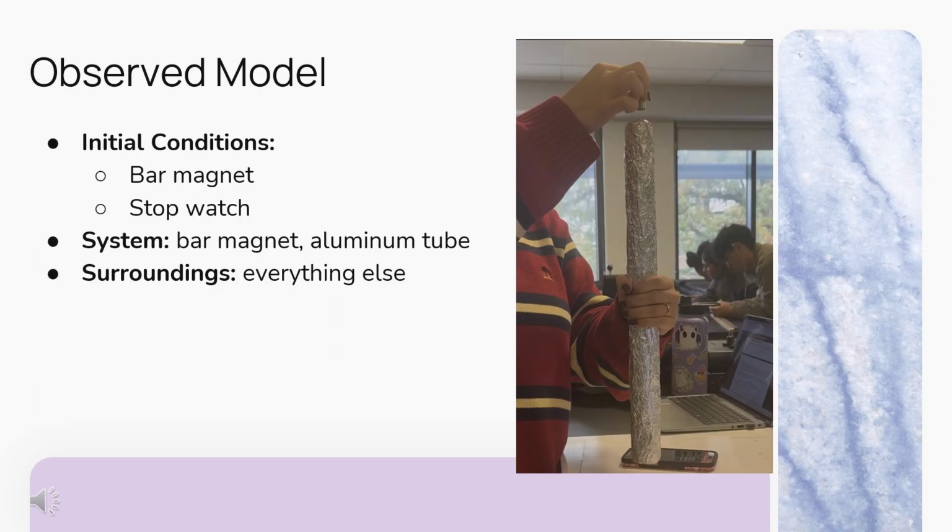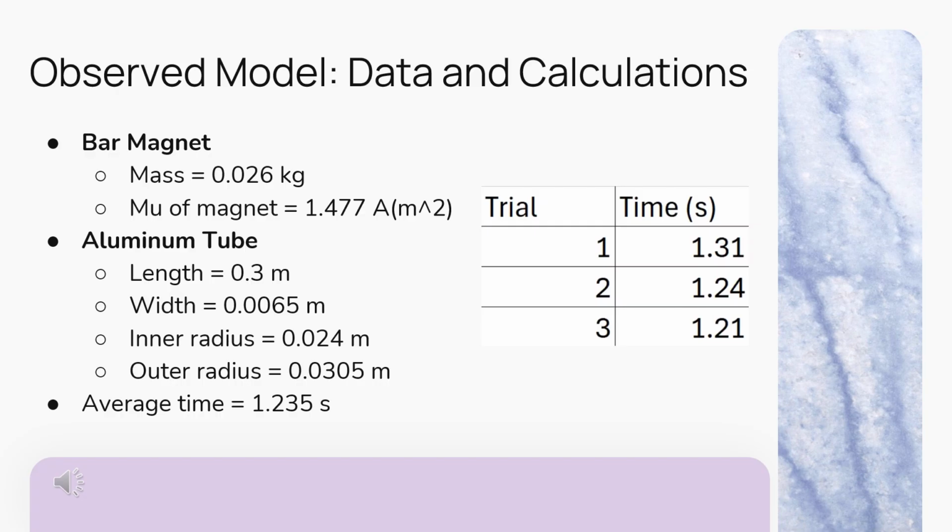Time for the observed model, and there is a picture of us doing it right there. The initial conditions were the bar magnet and the stopwatch, the system was the bar magnet and the aluminum tube, and the surroundings was everything else in the universe. So now it's time for collecting the data and calculations.